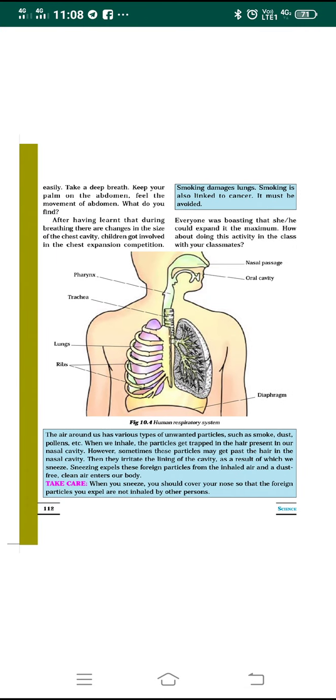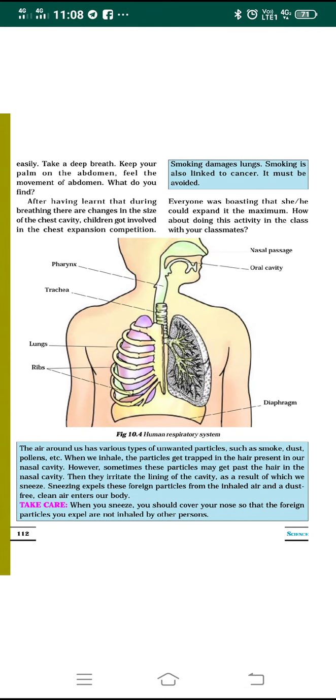In today's class, let us discuss how the breathing process takes place with the help of a diagram. Take a deep breath and keep a palm on your abdomen so that you can feel its movement. The abdomen moves whenever we inhale and exhale. The diaphragm moves down and the rib cage and ribs move upwards when inhalation takes place and air is filled inside. When exhalation takes place, the ribs come downwards and inwards and the air is pushed out. This is how the movement takes place.